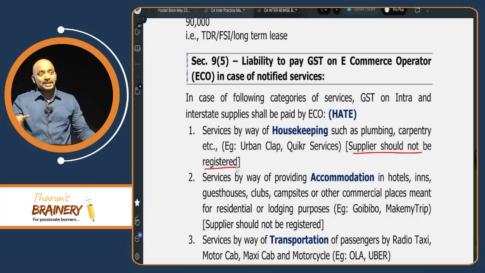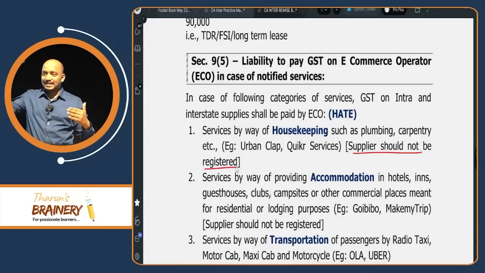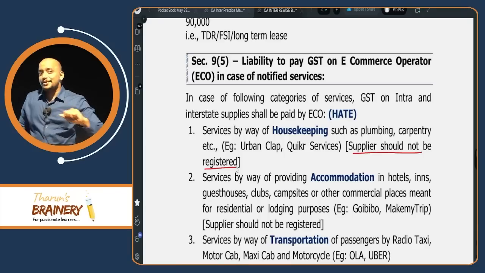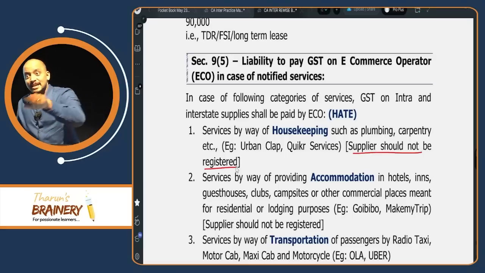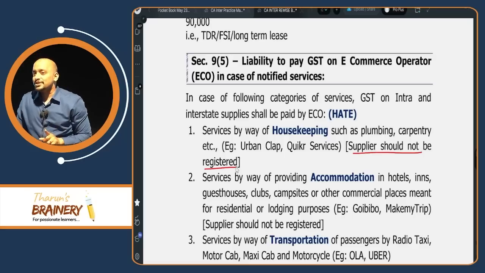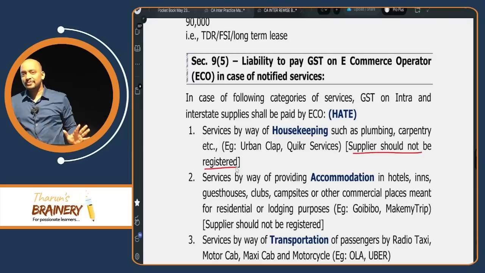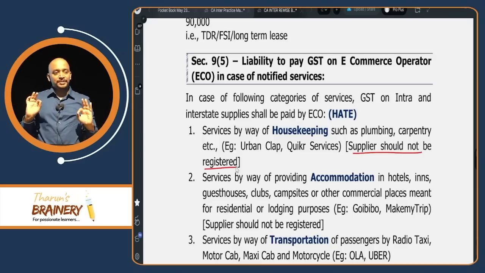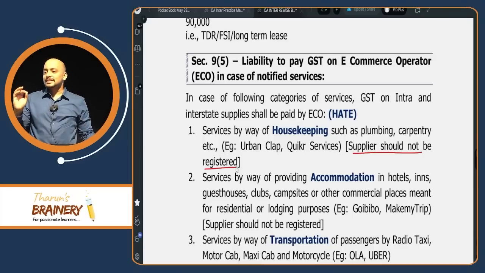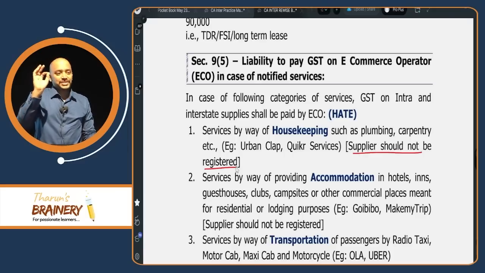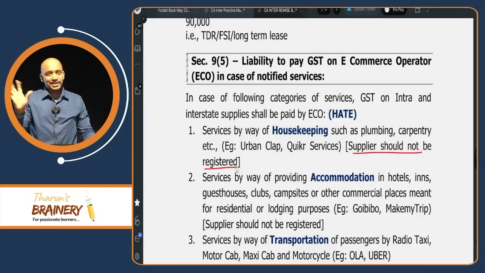Okay. After they register, with respect to direct supplies, the AC mechanic will pay. With respect to supply through an e-commerce operator, who will pay? The AC mechanic only will pay. The e-commerce operator will not pay, because it is not a notified service. Are you understanding? So now, what you need to remember first: housekeeping services through an e-commerce operator is notified if the supplier is unregistered. If the supplier is unregistered.